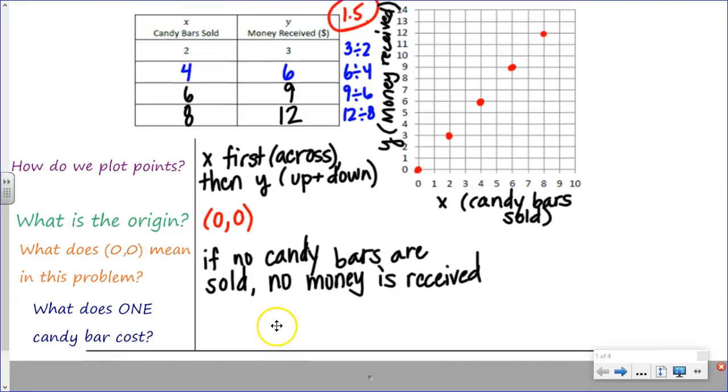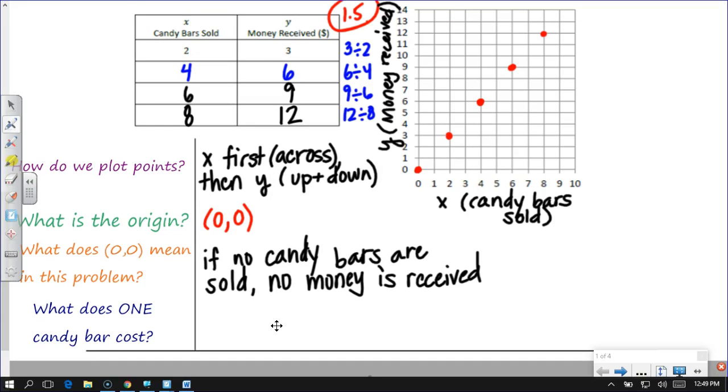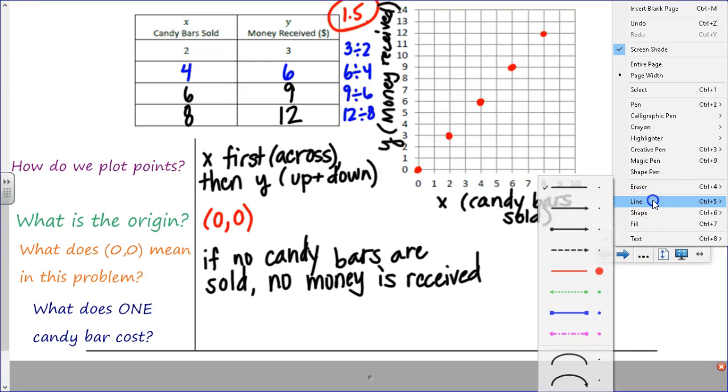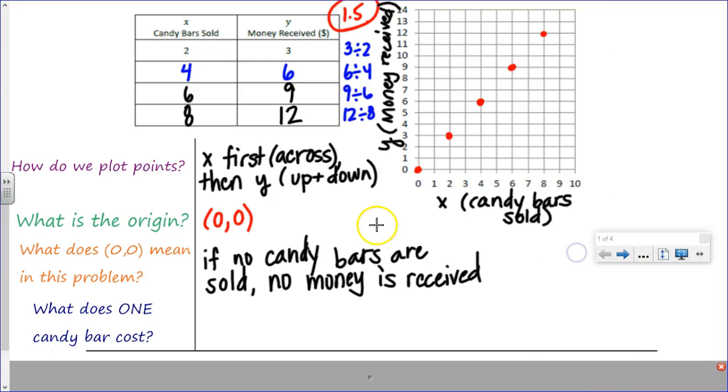What does 1 candy bar cost? In order to do that, we're going to draw a line. So this is where I want you to get your ruler or your straight edge, whatever it is, and I want you to actually draw a straight line that connects all your dots. If you notice, it starts here and it does make a straight line going all the way through. You want to put a little arrow on the end to say that it goes on forever and ever. Because I can sell more than that. Let's see, we've got 8 candy bars. I can sell more than 8.